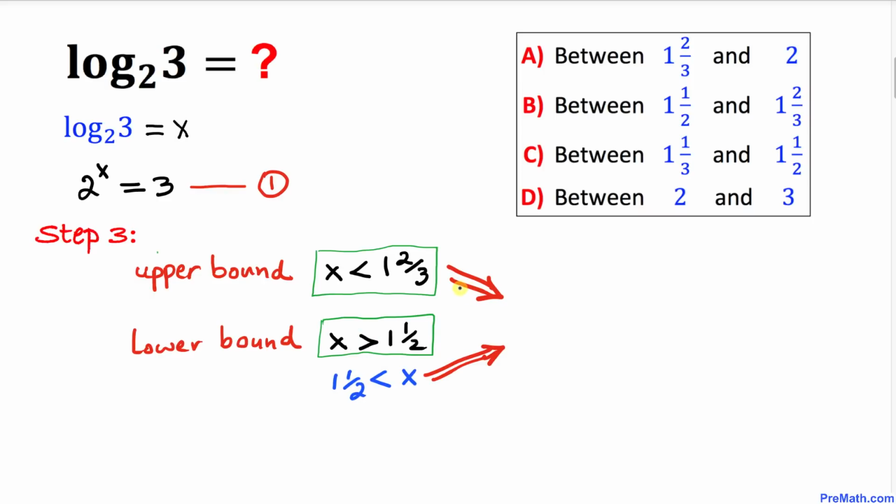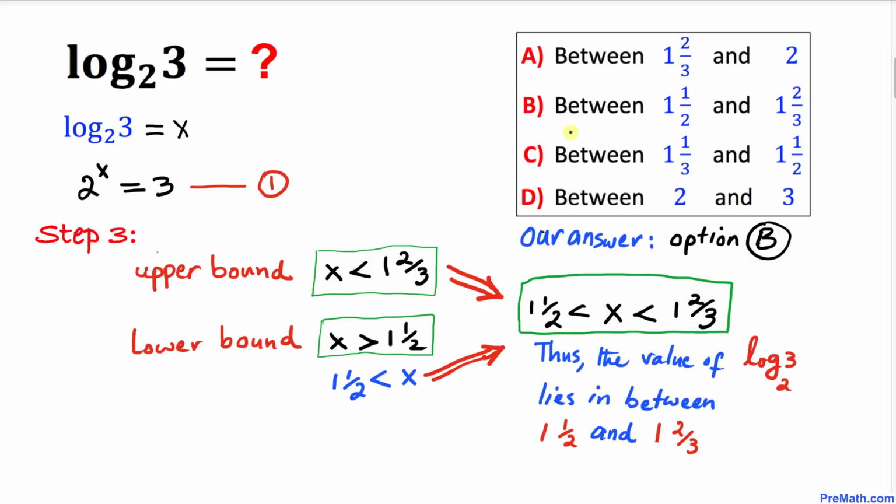Now if I put these two inequalities together, I can write this as x is in between the lower bound 1.5 and the upper bound 1 and 2/3. So our answer is option B. The value of log of 3 with the base 2 lies in between 1.5 and 1 and 2/3.